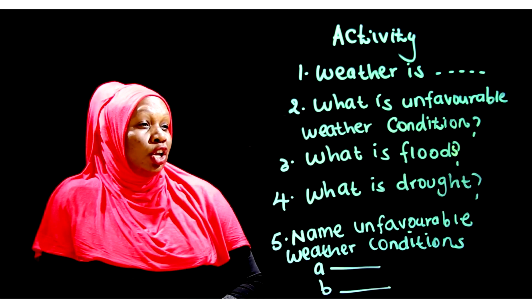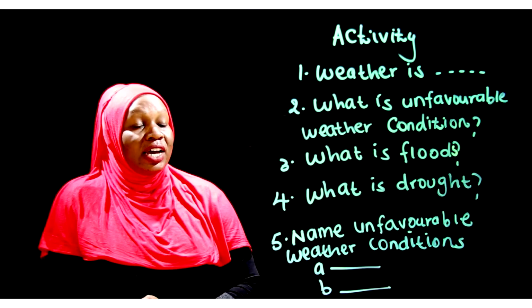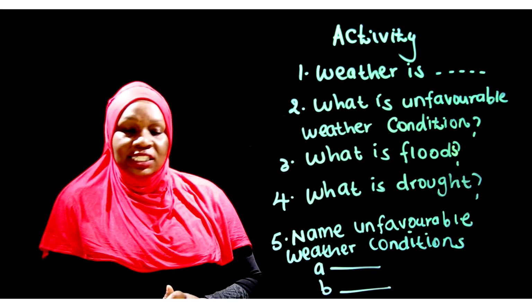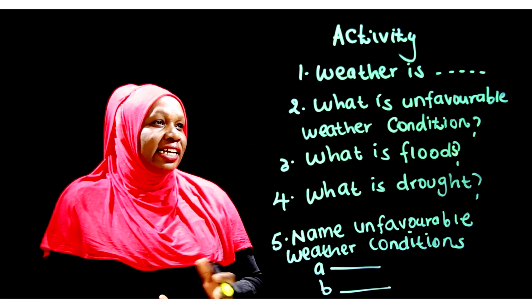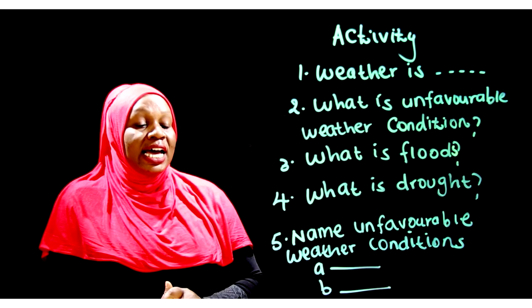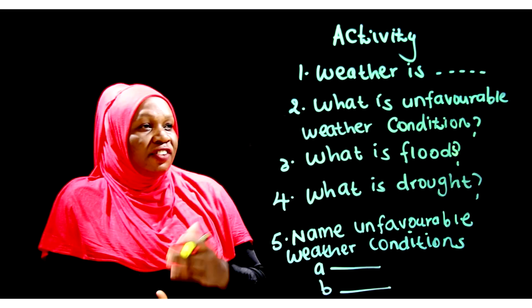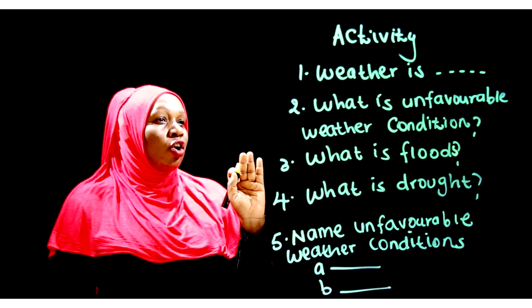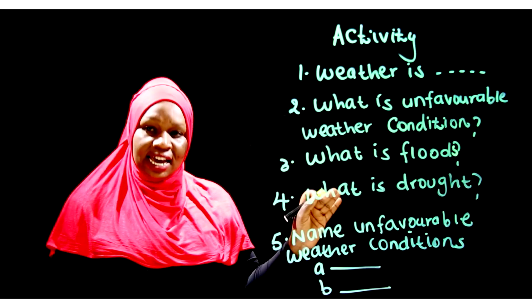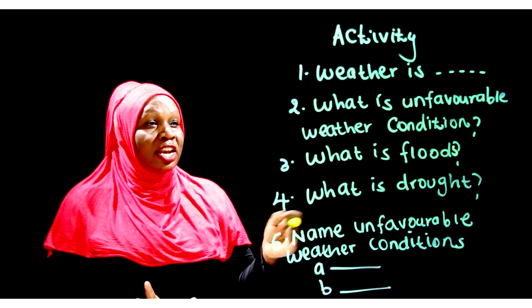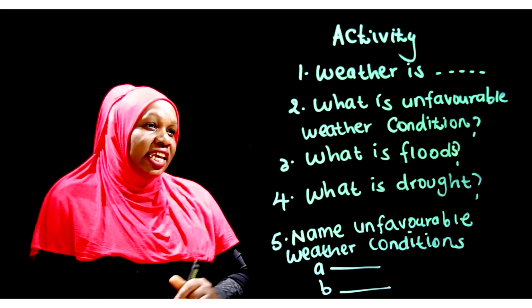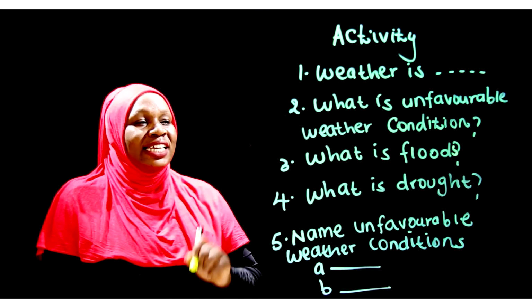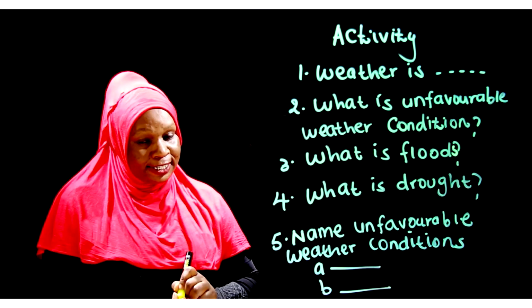So after understanding the meaning of unfavorable weather condition, and after understanding the meaning of floods, looking at the pictures of floods and drought, I would like us to do this activity where you're going to answer these 5 questions. The first question is, weather is dash. So you're going to explain how you understand what weather is. The second one, what is unfavorable weather condition? When we say the weather is unfavorable, what do we mean by that?